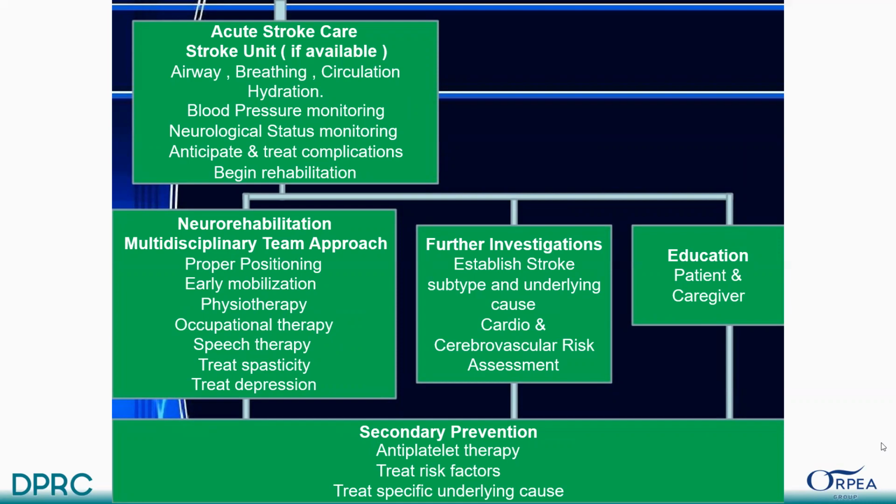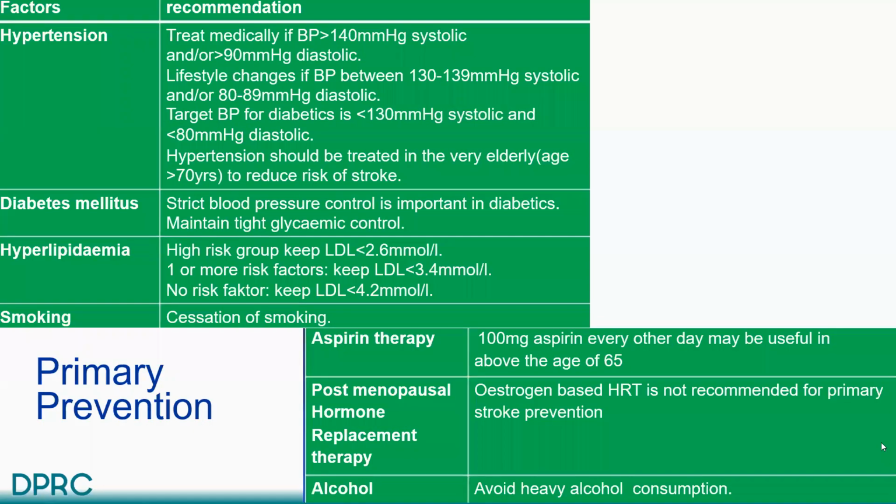All the multidisciplinary team can start with proper positioning, early mobilization, physiotherapy, and occupational therapy for treating spasticity and depression. Further investigations, like establishing the stroke subtype and underlying cause, cardio and cerebrovascular risk assessment. Education for the patient and caregiver. And secondary prevention: antiplatelet therapy, treat risk factors, and treat the specific underlying cause.